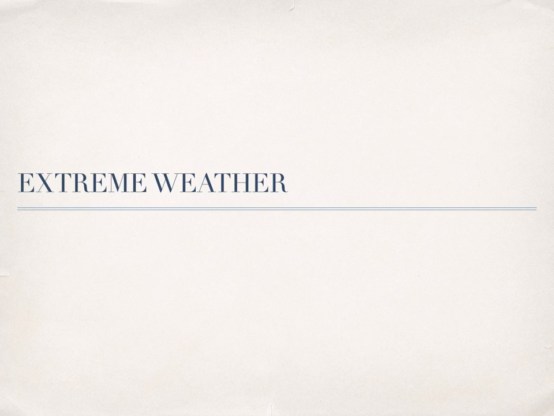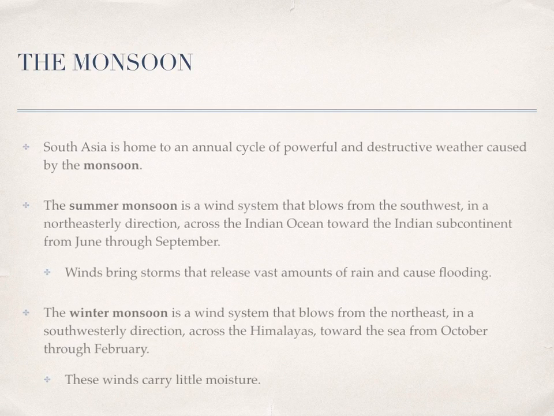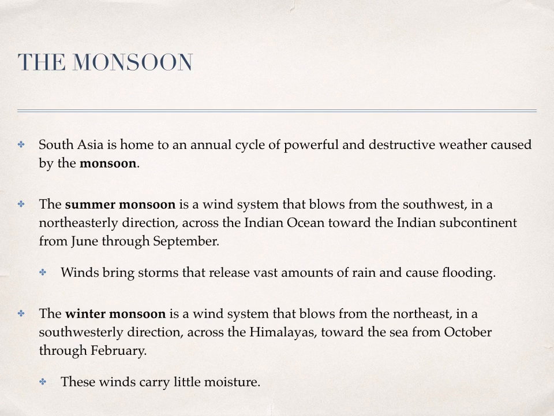Extreme weather. The monsoon. South Asia is home to an annual cycle of powerful and destructive weather caused by the monsoon. The summer monsoon is a wind system, and it blows from the southwest towards the north, across the Indian Ocean, picking up moisture along the way, and brings that moisture towards the Indian subcontinent. This happens between June and September. So it's winds that bring rain. These rains also can cause massive flooding.